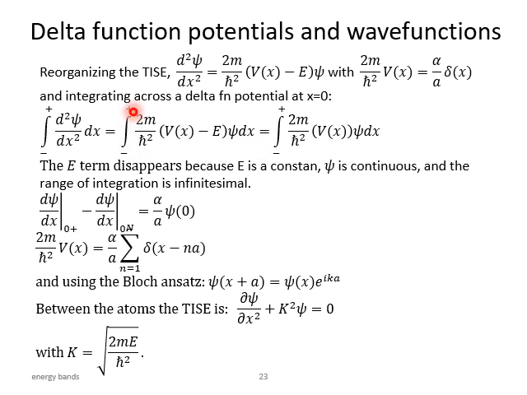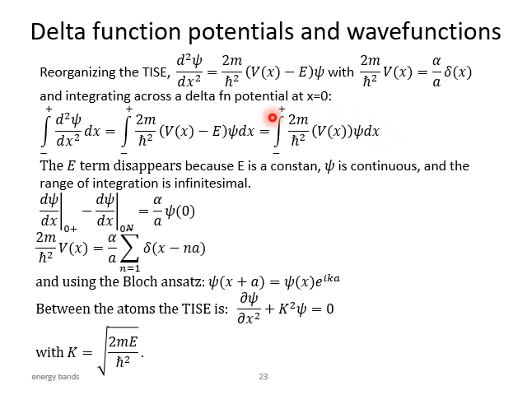I'm going to make the difference in position between the left side and the right side of the integral, slightly less than 0 and more than 0, so small that the integral of 2m over h bar squared E psi dx, because psi has got to be finite, that term is going to go to 0, and I'm just left with my delta function. So I'm integrating only over the delta function.